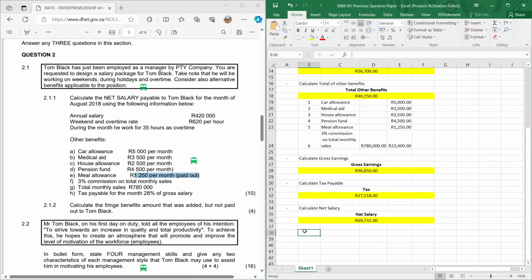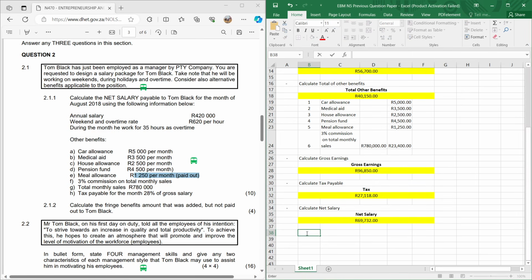So how are you going to go about this calculation? You will basically add all your benefits, and then just subtract the one that has been paid out, which is only the meal allowance, right? So let's go ahead and add all those benefits over here.